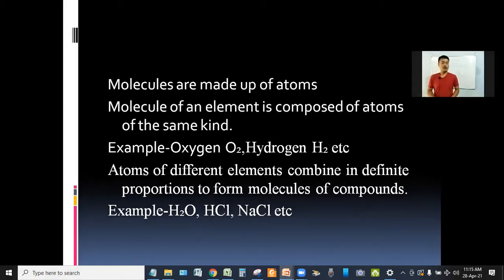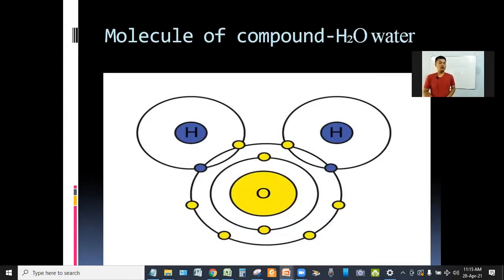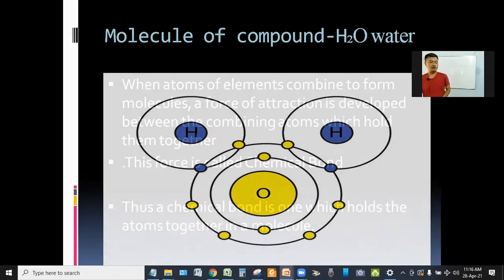Next, atoms of different elements combine in definite proportion to form molecules of a compound. We know that atoms can also combine with atoms of other elements to form molecules, and we call these molecules of compounds. Examples are water, H2O, hydrochloric acid, HCl, and sodium chloride, etc. In this picture, we can see that two atoms of hydrogen combine with one atom of oxygen, and they form the compound water, that is H2O.